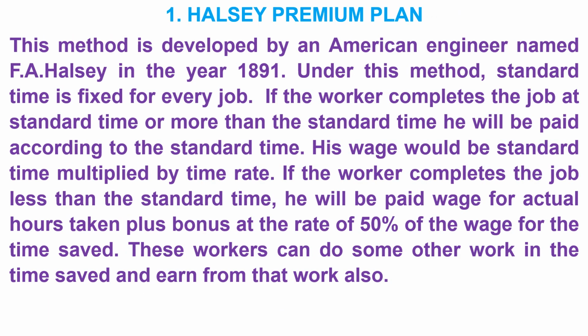1. Halsey Premium Plan. This method was developed by an American engineer named F.A. Halsey in the year 1891. Under this method, standard time is fixed for every job. If the worker completes the job at standard time or more than the standard time, he will be paid according to the standard time. His wage would be standard time multiplied by time rate. If the worker completes the job in less than the standard time, he will be paid wage for actual hours taken plus bonus at the rate of 50% of the wage for the time saved. These workers can do some other work in the time saved and earn from that work also.